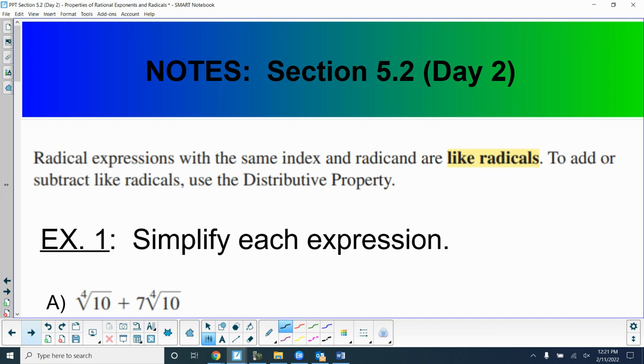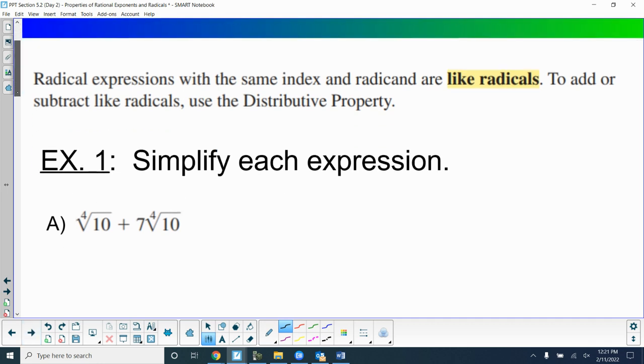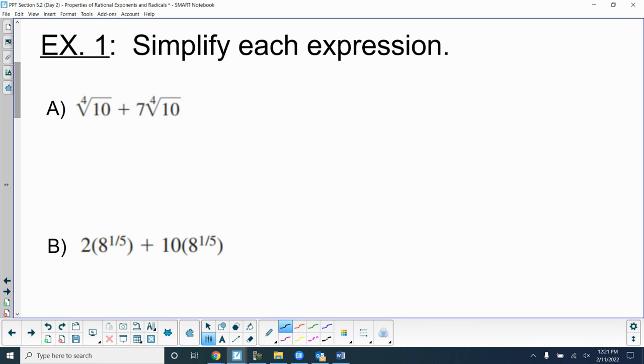The index is the same, the radicand is the same. I can add those two terms now because they're exactly the same. If they're not like terms, I can't add them. So, what's the 4th root of 10 plus 7 times the 4th root of 10? 8 times the 4th root of 10. What's in front of this? A 1. What's 1 plus 7? 8.